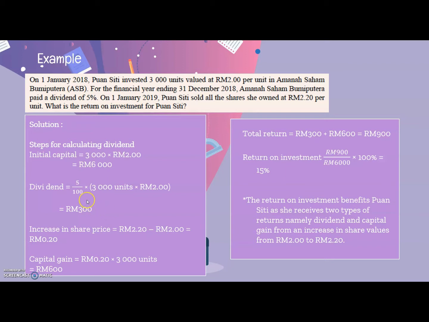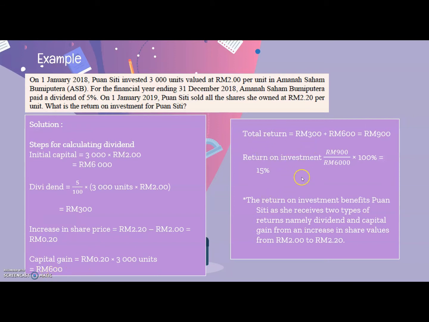For the dividend, 5% or 5 over 100 times 3,000 units times 2 ringgit. So the dividend equals RM 300. And then find the increase in share price, where RM 2.50 per unit minus RM 2 a year before, so it equals 20 cents. Then the capital gain equals 20 cents times 3,000 units, equals RM 600.